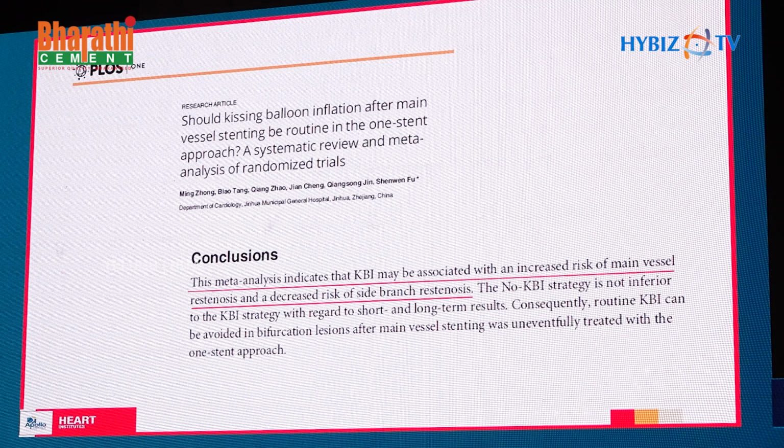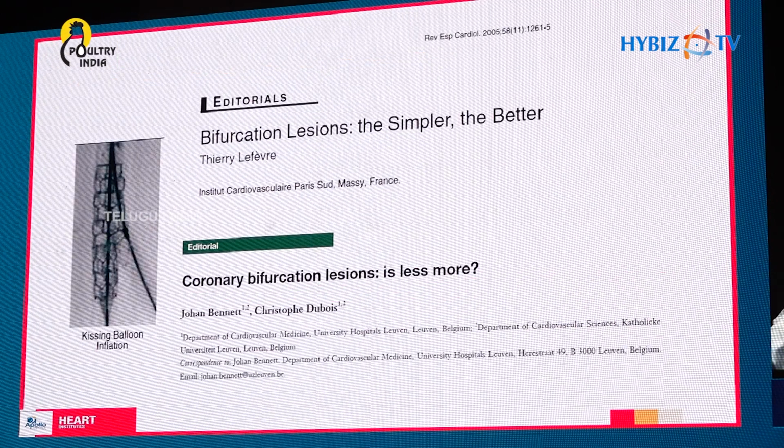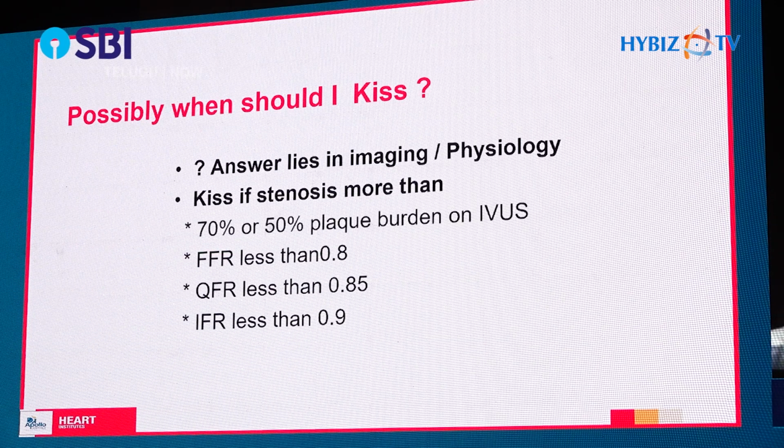it is not necessary that the side branch has to be kissed. But the question came up, as there were editorials on bifurcation lesions: the simpler the better. Coronary bifurcation lesions, the less metal, the better. Where should I kiss then in a single provisional strategy? The answer lies in imaging or physiology.